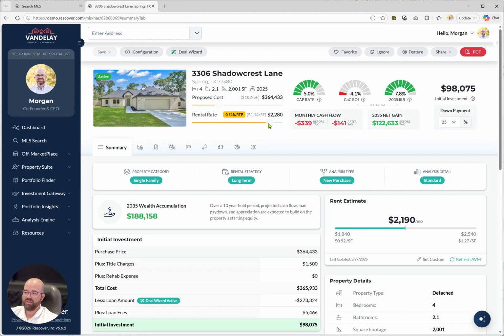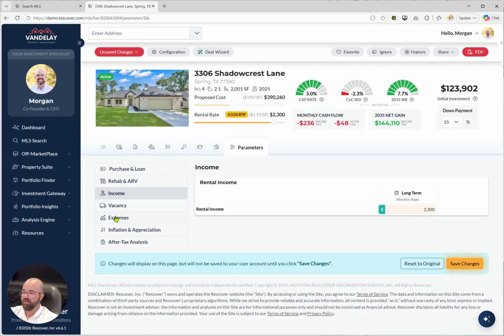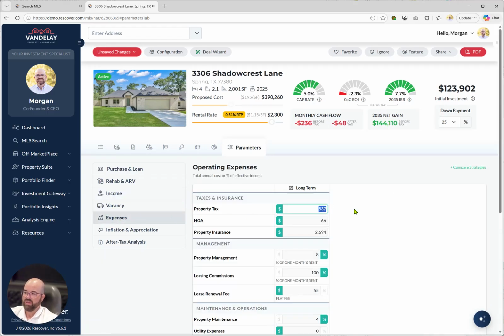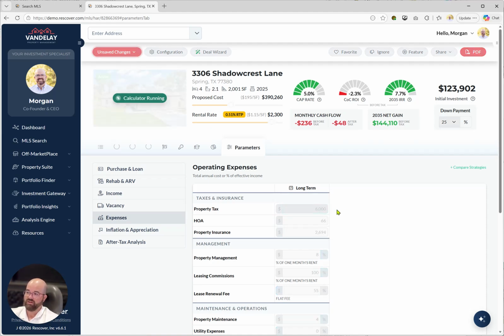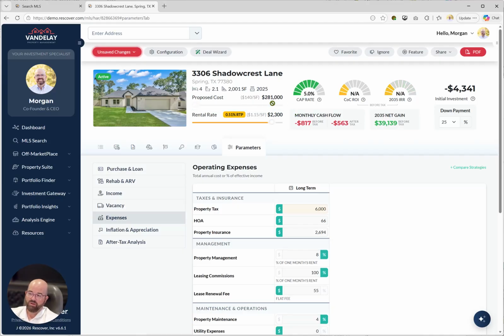Let's say that we think the market is $2,300 for this property. Well, now my proposed cost allowance has gone up from $364 to $390. But let's say we head over here to the expenses and we realize, oh no, it's a brand new house built in 2025. The property tax is still at the lot value, and it doesn't quite have the right property tax amount. I don't know what the tax would be on this house, but let's just say $6,000 when it's fully raised up. So I'm going to put $6,000 right here, and now it tells me I can only pay $281.